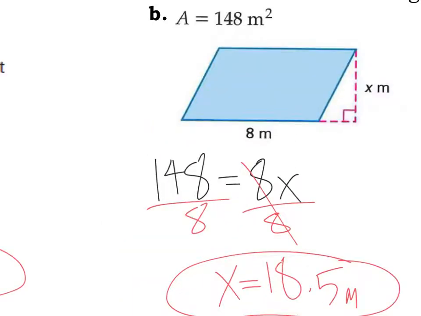On example B, it's a very similar problem. I know my base of 8. I do not know my height. And I know my area is 148. So 8 times x would equal 148. So go backwards. 148 divided by 8 is 18.5.